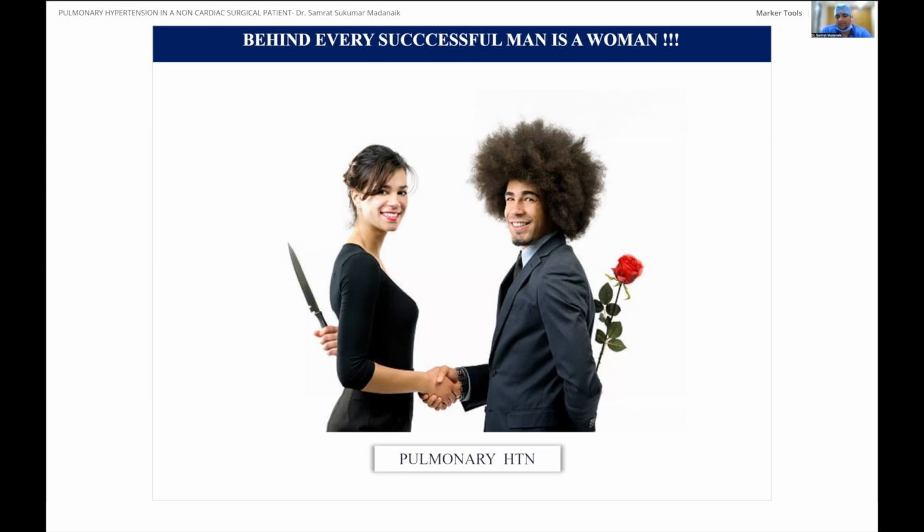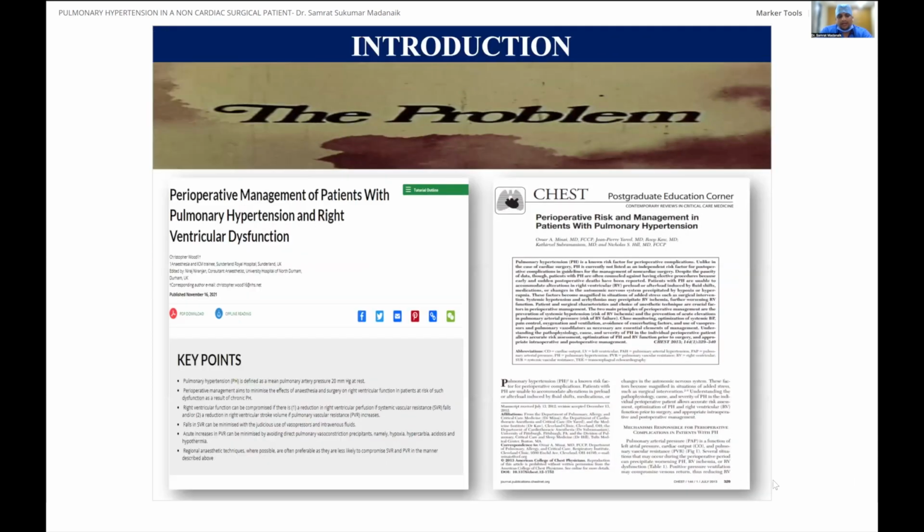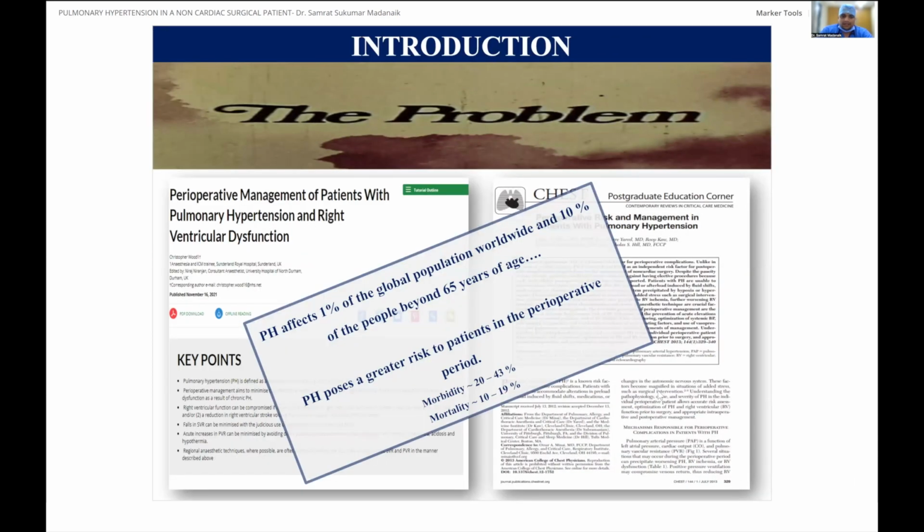If you look at the literature, pulmonary hypertension affects 1% of the global population worldwide and 10% of the people above the age of 65 years. Pulmonary hypertension poses a risk in the perioperative period. The morbidity and mortality rates increase; morbidity can range between 20 to 43%, and mortality can be between 10 to 19%.